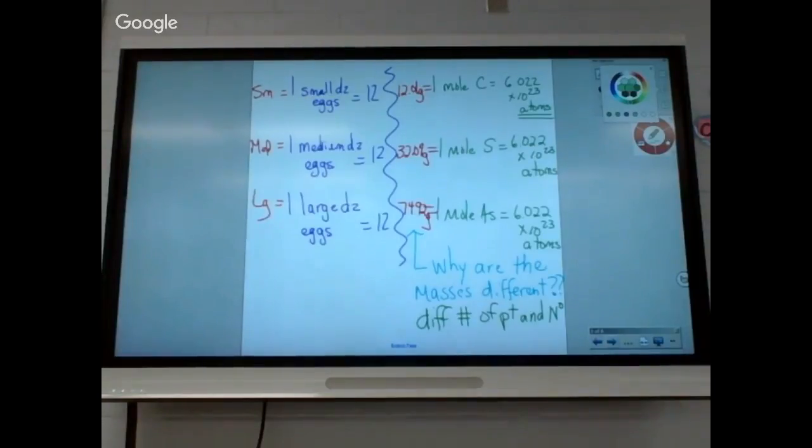Sort of like when you look at the eggs. Do they all have the same size yolks? No. The smaller eggs have smaller yolks. The bigger eggs have bigger yolks, right? So those are going to have different sizes or different amounts of protons and neutrons.